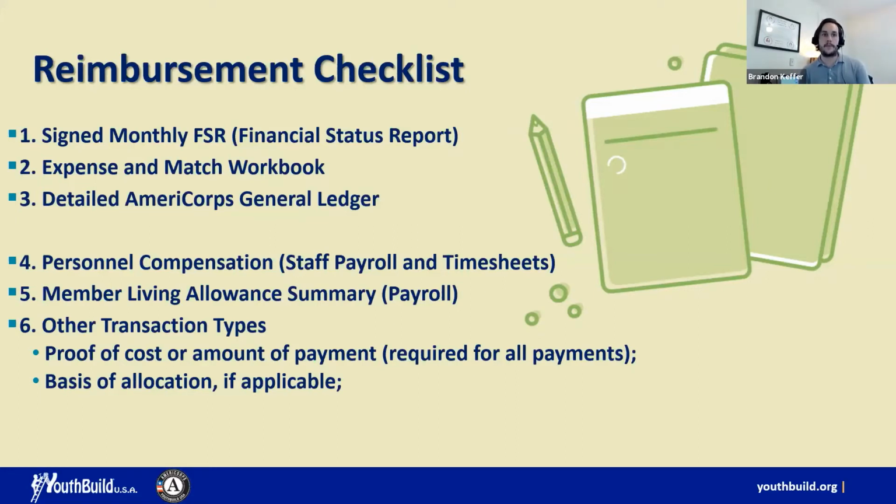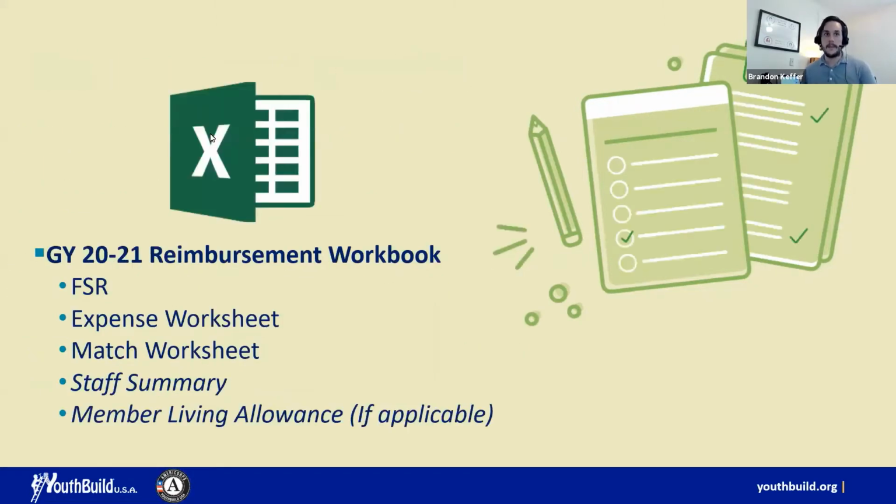So providing proof of cost or payments for your various supplies, other operating costs, as well as the basis of allocation if that is being allocated across multiple funding sources. As I mentioned, updated reimbursement workbook. There is one reimbursement workbook now. So we've got the signed FSR, the expense worksheet, the match worksheet, the staff summary, and member living allowance, all living in the same workbook.